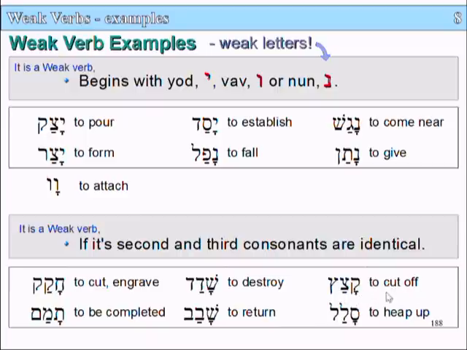Katzatz, to cut off, has two tzadis at the end, a tzadi and a final tzadi. Salal, to heap up, has two lameds. So all of these are weak verbs too, because their second and third consonants are identical. So this wraps it up for the examples of weak verbs.